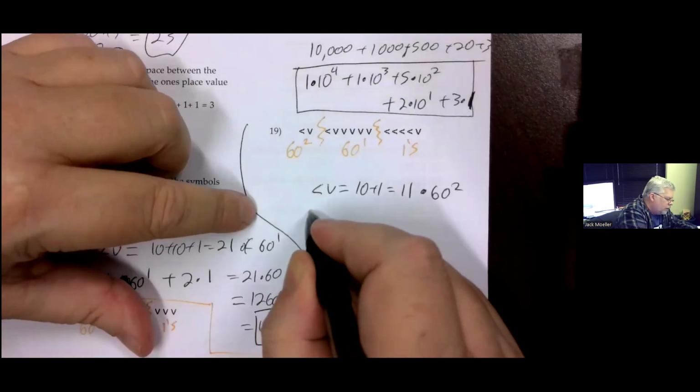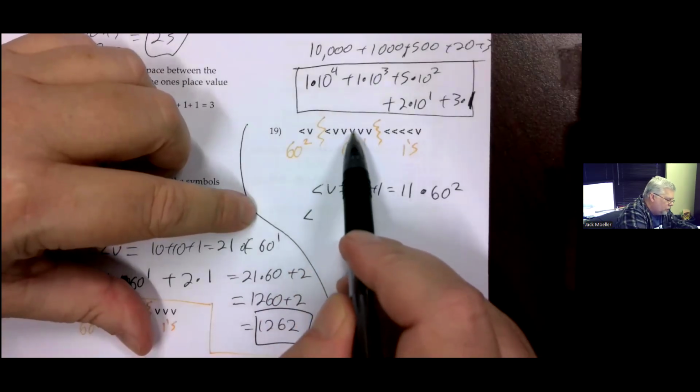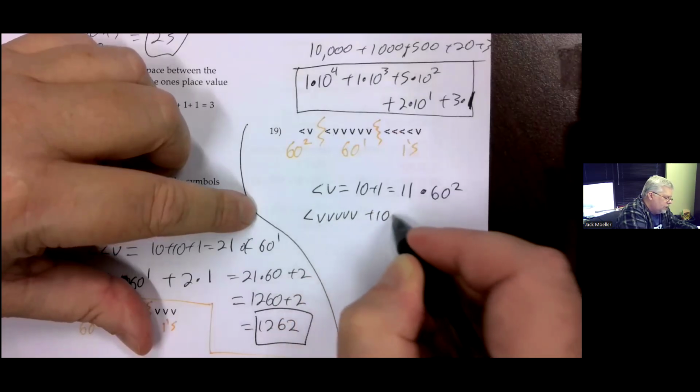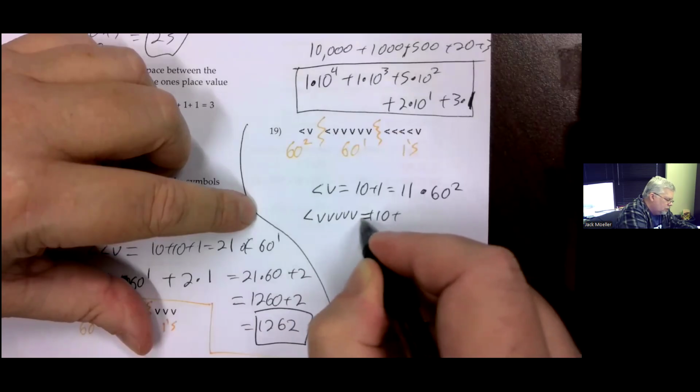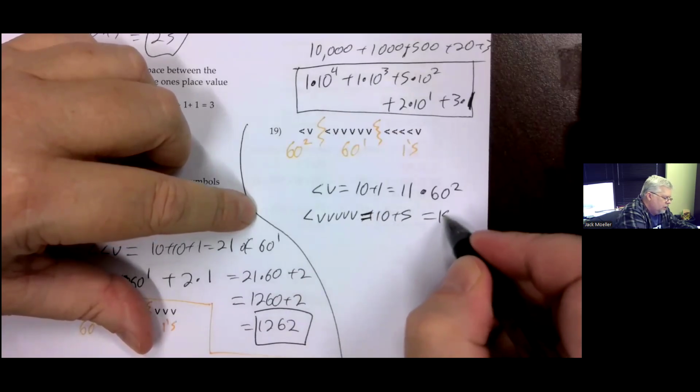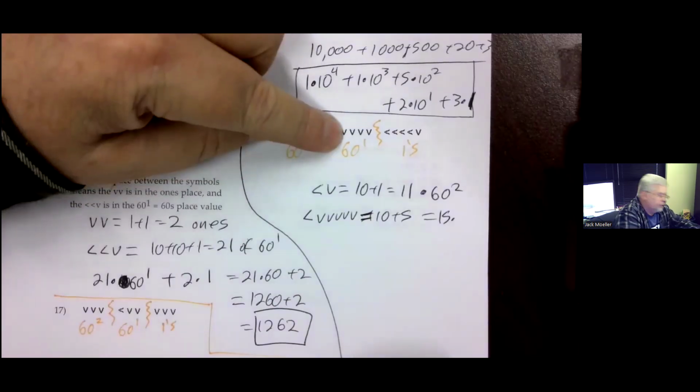So now we have less than, and then 1, 2, 3, 4, 5 V's. That's 10 plus 5, so that's 15. Now this is in the 60 to the first position.